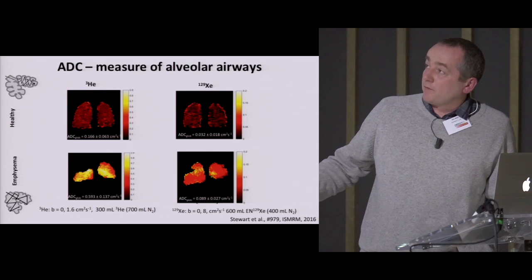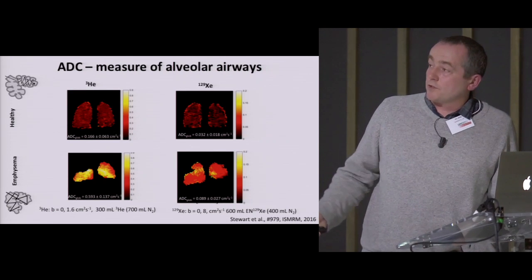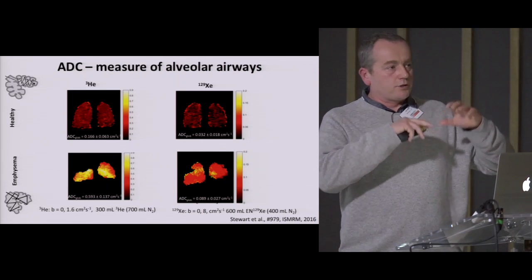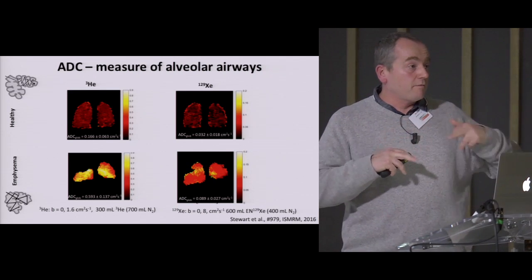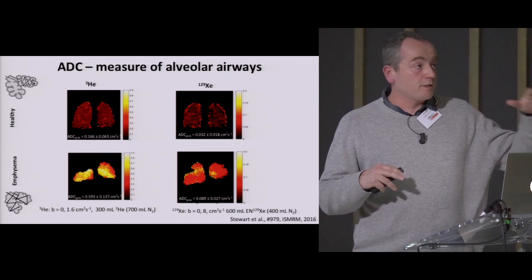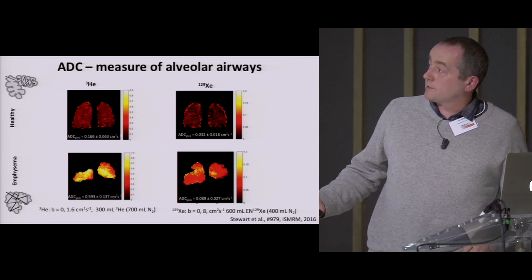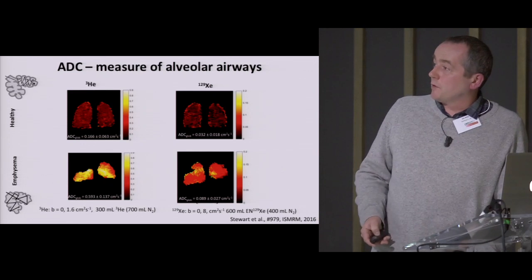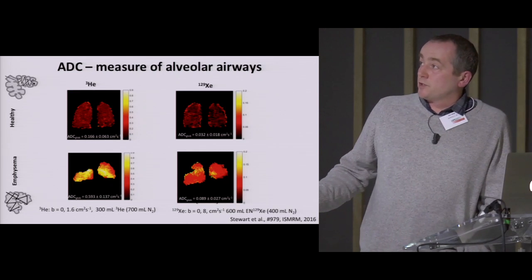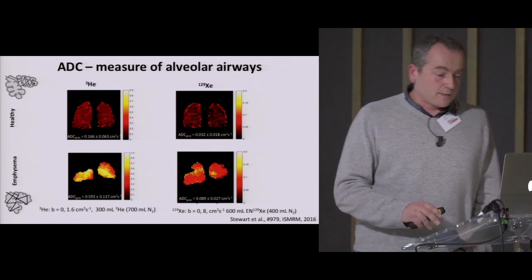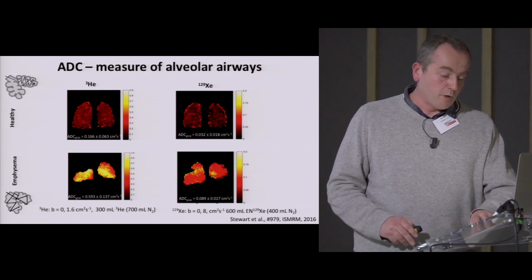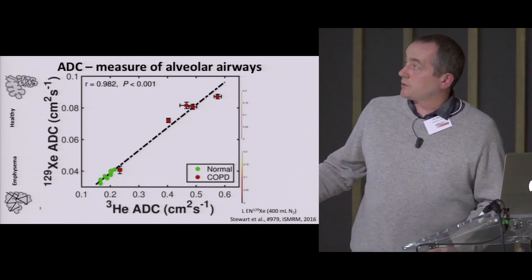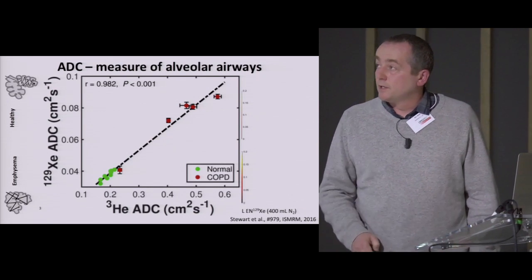So in a healthy lung, we have a low diffusion coefficient. And in a patient with emphysema, where the alveoli are destroyed and the mean free path of the gas is larger because it's less impeded, we see elevated diffusion. So with helium and xenon, we can measure the diffusion coefficients in patients and normals, and we see that definitely they both pick up the same kind of pathology in the lungs. And preliminary data shows that the two correlate.